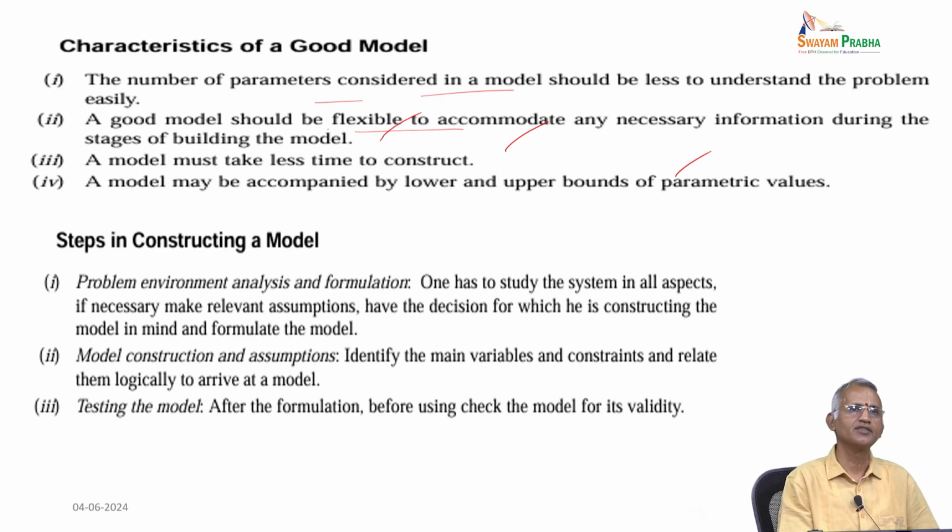Next, steps in constructing a model. A problem environment analysis and formulation: one has to study the system in all aspects. If necessary, make relevant assumptions, keep in mind the decision for which he is constructing the model, and formulate the model. Then model construction and assumptions: identify the main variables and constraints and relate them logically to arrive at the model. Testing the model: after the formulation, before using it, check the model for its validity.